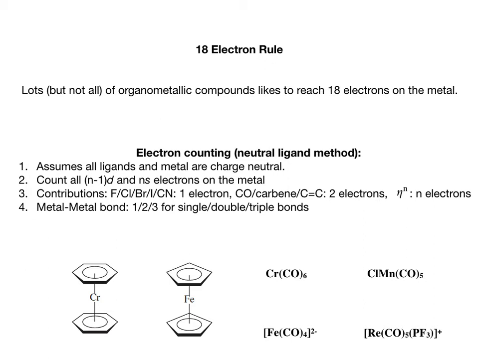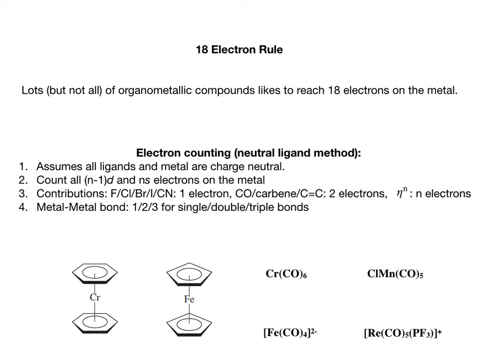All right, now let's look at chromium hexacarbonyl. So in this case, chromium is again in column 6, so that's 6 electrons from the metal. Each carbonyl is a sigma donor, and usually carbonyl is charge neutral by itself. So each one contributes 2 electrons. So 6 of them contribute 12. 12 plus 6, that's 18.